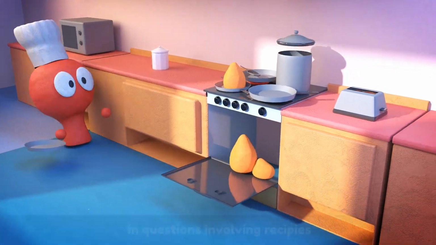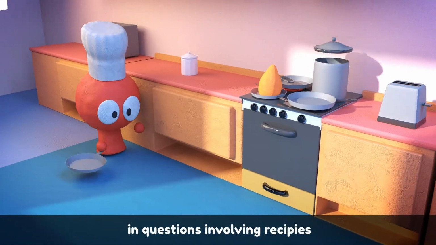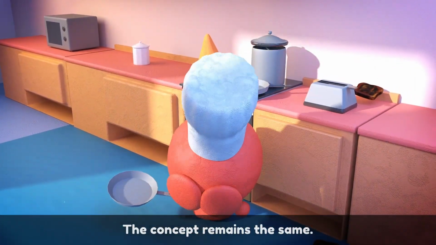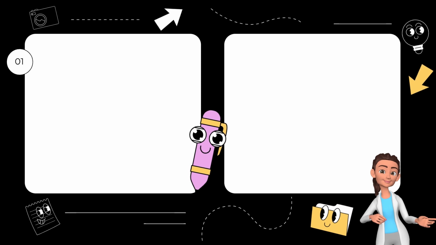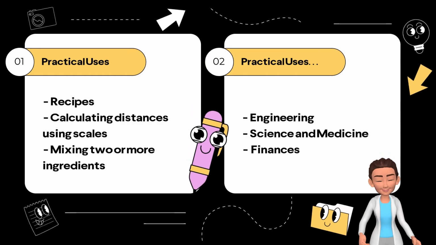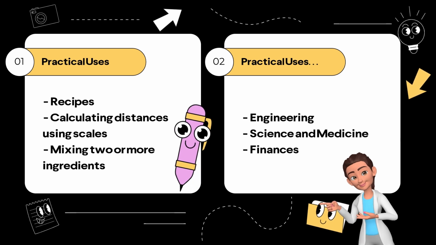A popular exam type question is about ingredients in a recipe. That is true. We find various applications for ratios and proportions in daily life.